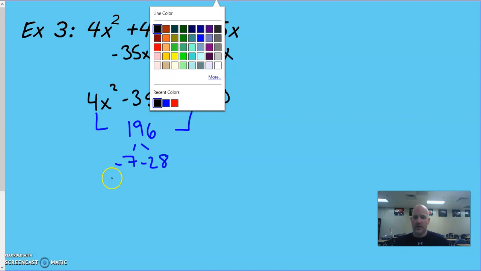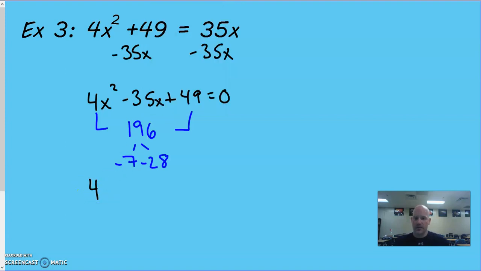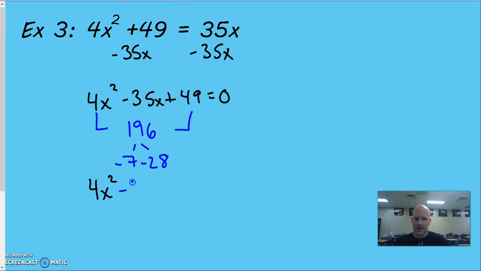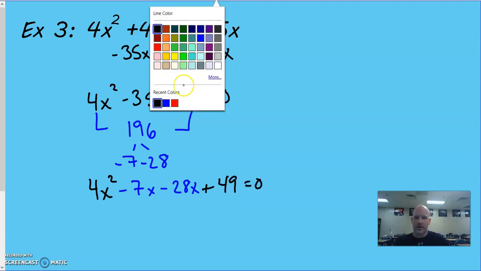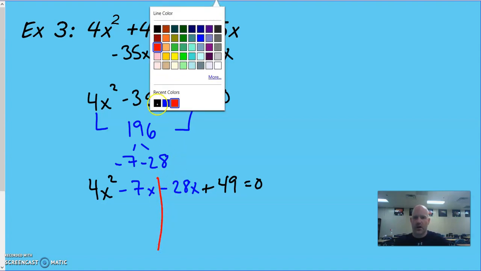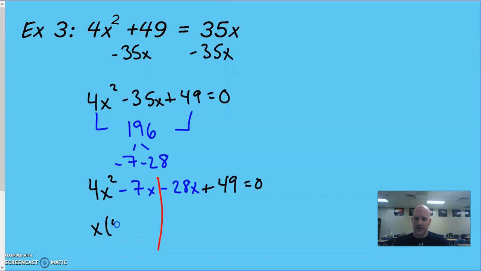So, let's go through and rewrite this middle term. So 4x squared, but then I'm going to rewrite it as negative 7x minus 28x, and then I still had that plus 49 at the end, and it equals 0. So guess what I can do now? I can do some factoring by grouping. Between 4x squared and negative 7x, what can I take out? Well, really just an x. What's left? 4x and then minus 7.